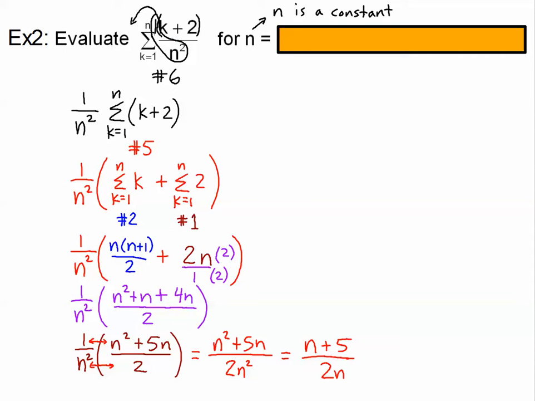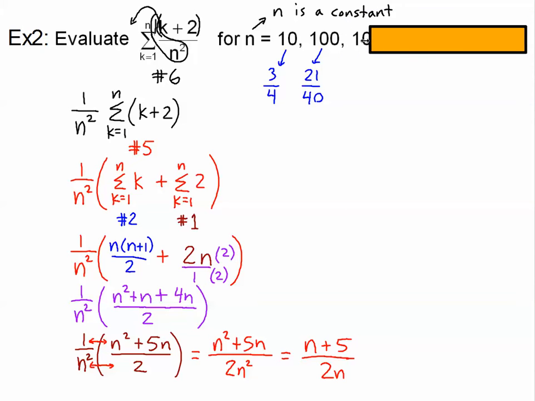So now I'm interested in what's behind my box, right there. Let's start by plugging in 10. If n is 10, then my summation will be 10 plus 5 divided by 2 times 10, which is 15 over 20, which would reduce to 3/4. Okay? Let's make n 100. If n is 100, I have 105 divided by 200, and that would reduce to 21/40.